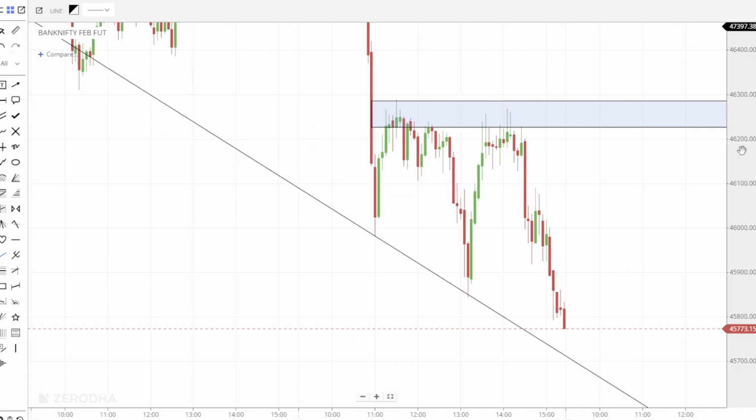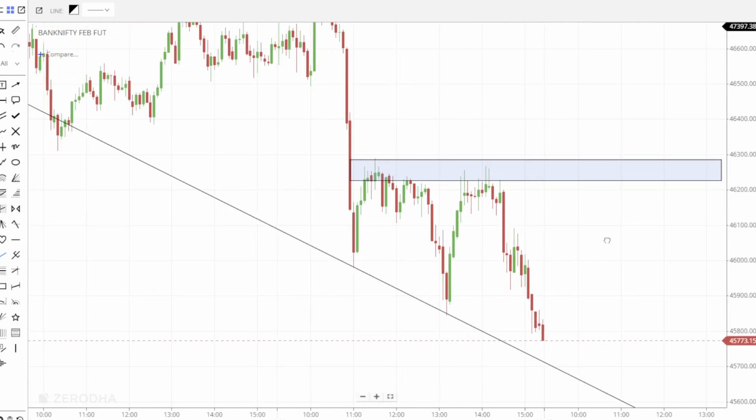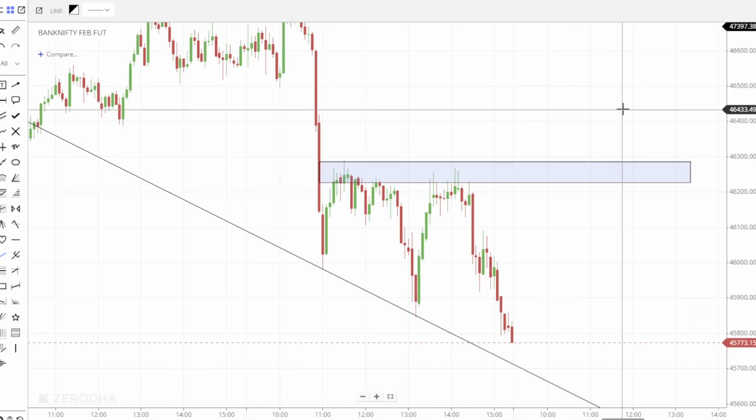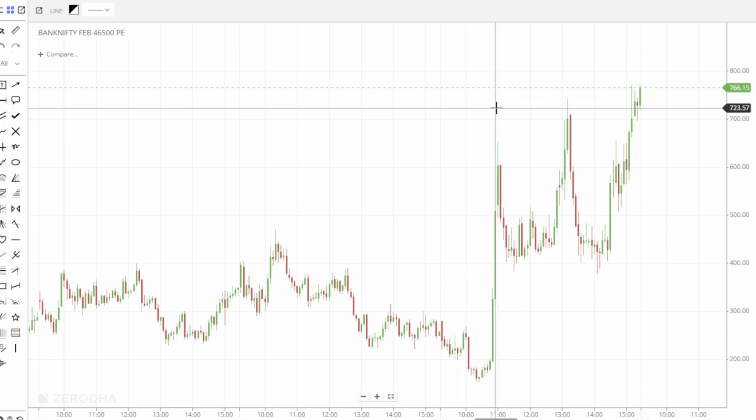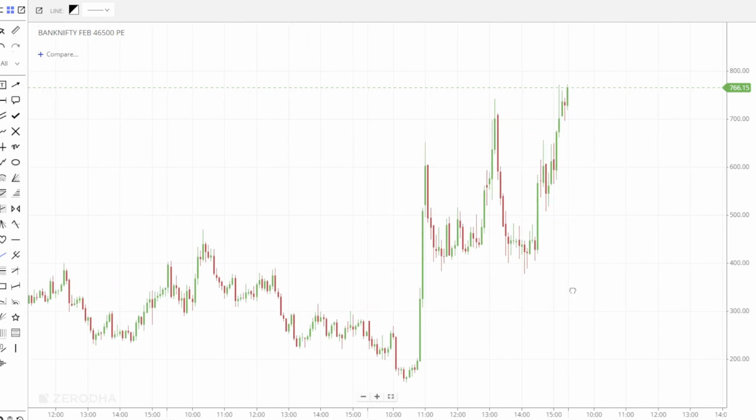So will this support resistance trend line thing work in options? Let's check. I don't know much about that gamma, beta, theta, vega. I don't know anything about it, but I know how to trade using support and resistance and close the trade on the same day.